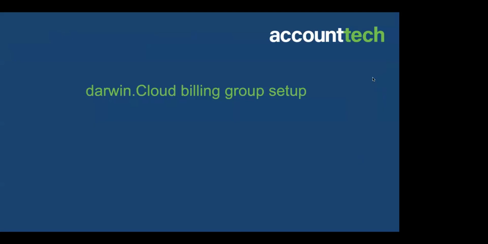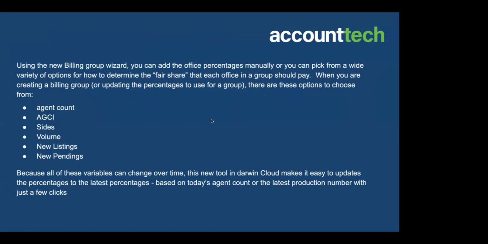Okay, so we use the billing group wizard. We can add the office percentages manually, or you can pick from a wide variety of options to determine the fair share that each office in the group has to pay. So we can go by agent count, AGCI, sides, volumes, new listings, new pendings.